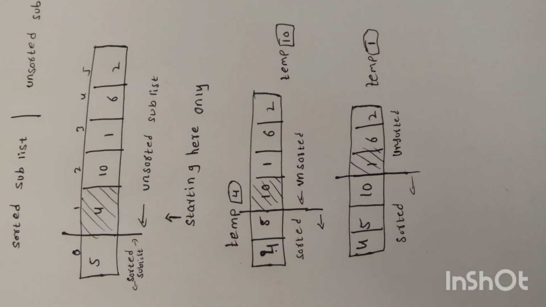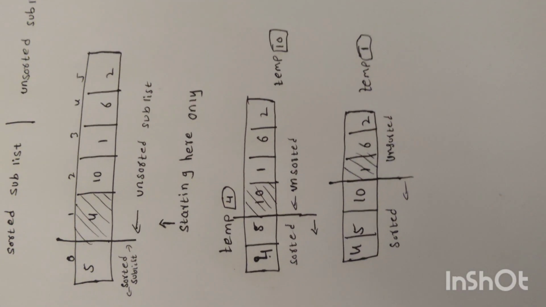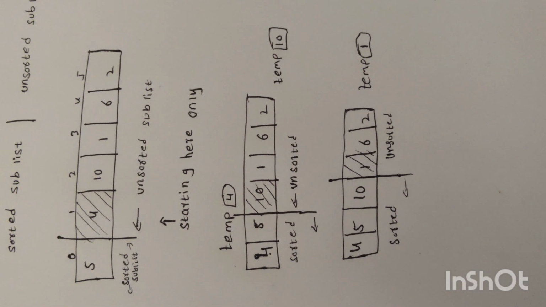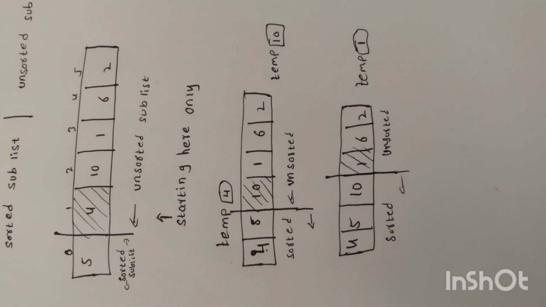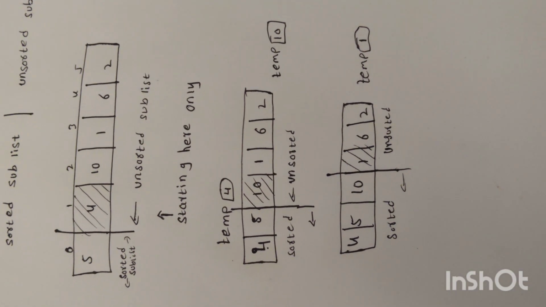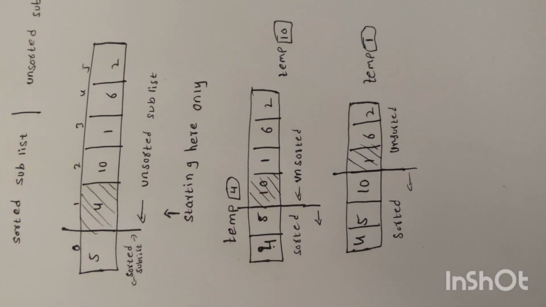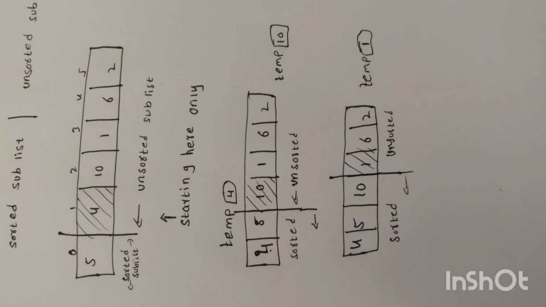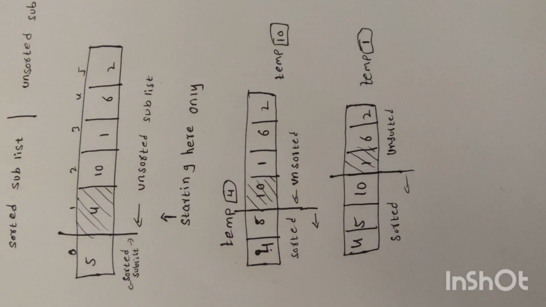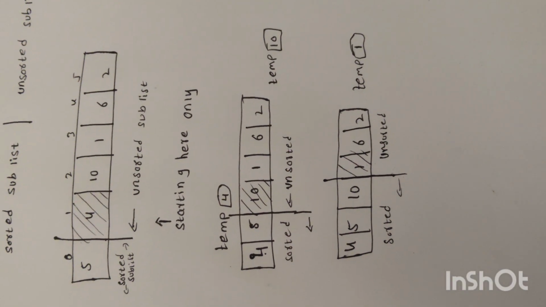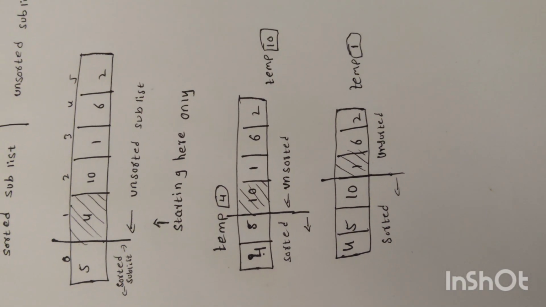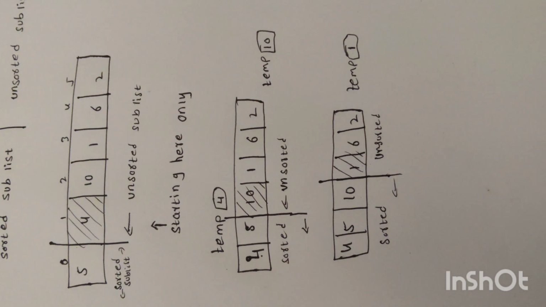Now take the first variable from the unsorted sublist. 1 we are going to take, and in temp we are going to store 1, and this would be considered as a hole now. Fine. Now the second step is to compare with the values in the sorted sublist. Now we are going to start from here only. First value is 10. Is 10 greater than this temp value?